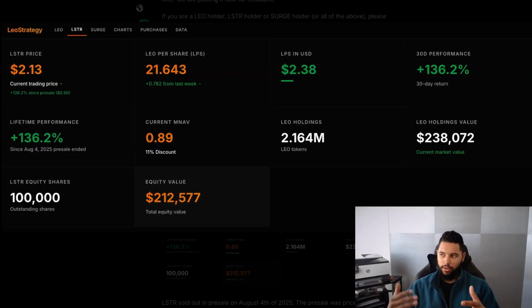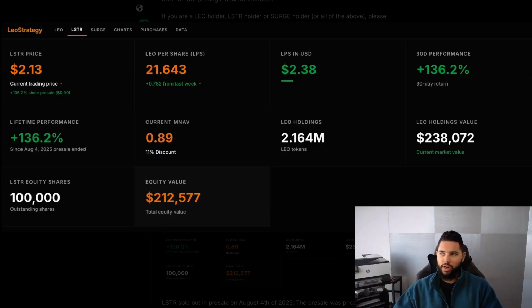So in layman's terms, what that means is the fund is holding $2.38 worth of LEO per share of LSTR. So if the LSTR price is trading at less than 2.38, that means that the net assets on the balance sheet are worth more than each share of LSTR. So that's how you get the discount. And if, for example, the LSTR price was $2.50, it means that it's trading for 12 cents per share more than the net asset value, aka a NAV premium.